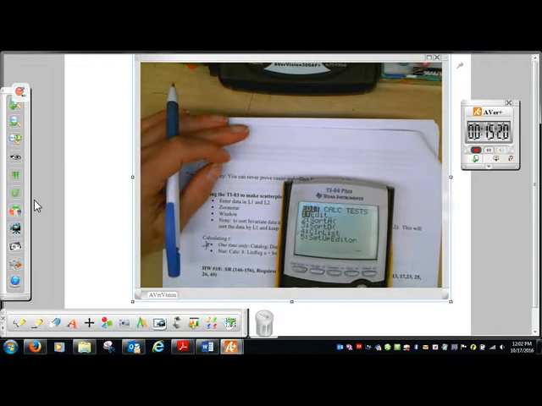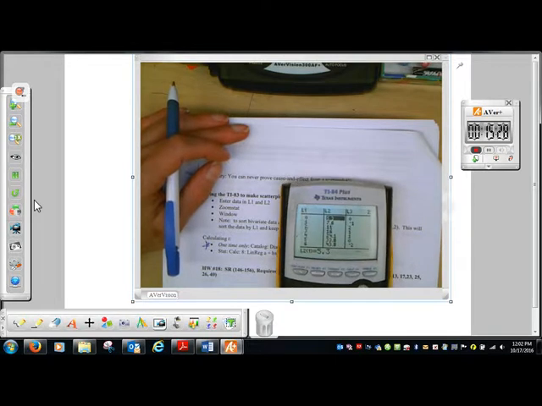Now I'm going to go to Stat, Calc. Well, first of all, let me back up. First you need to go to Stat, Edit. You need to have some data in a list, two lists, X and Y. So clear, clear. So I'm just going to put some data in a list.